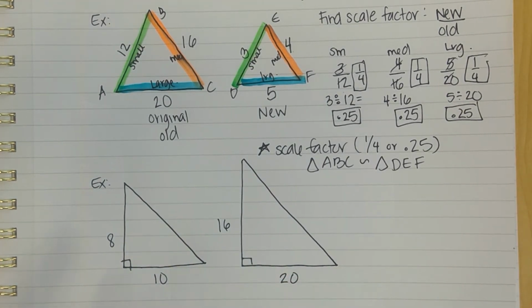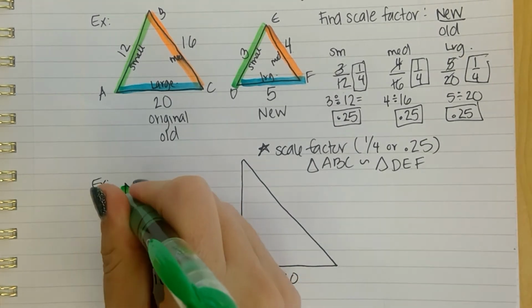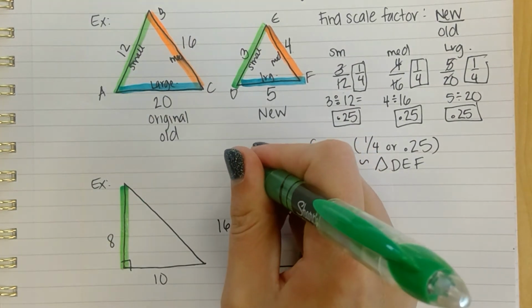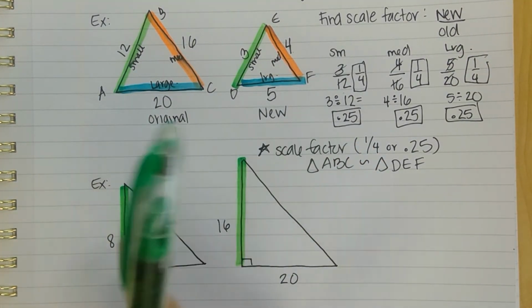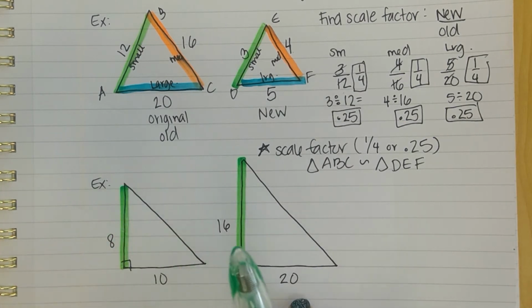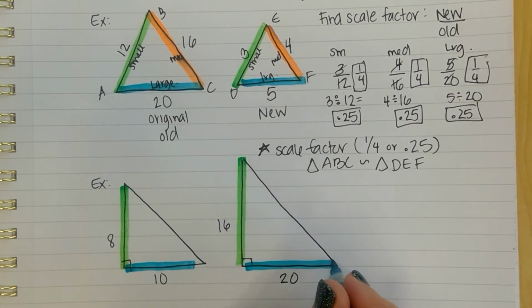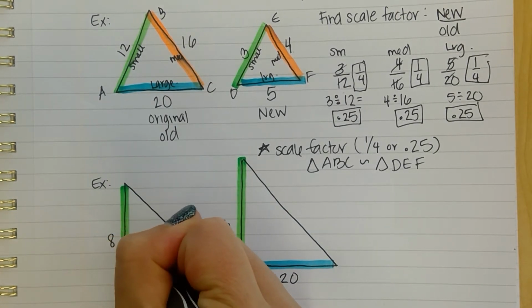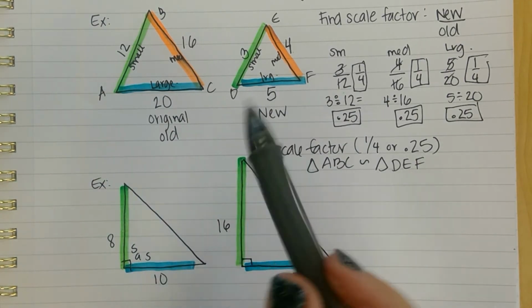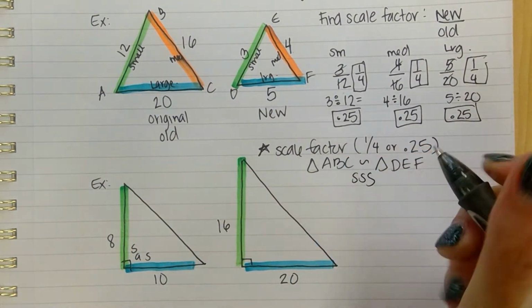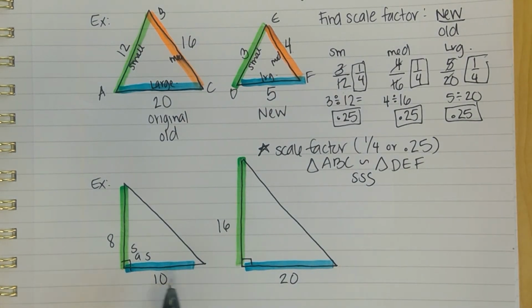So instead of identifying all 3 sides, what we're going to identify are 2 sides. I have the smaller side 8 and the smaller side 16 in each triangle. 8 is smaller than 10, 16 is smaller than 20. And then I have a longer side 10 and a longer side 20. So what I'm going to verify is that these 2 triangles are similar by side angle side, where before they were similar by side side side, by checking the scale factor on the 2 sides in the triangle.